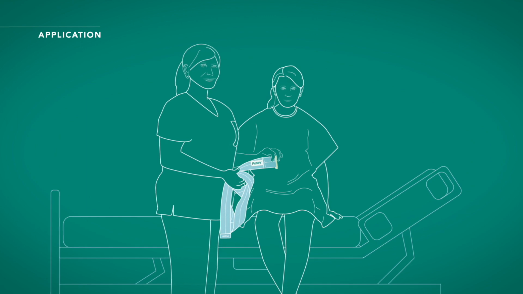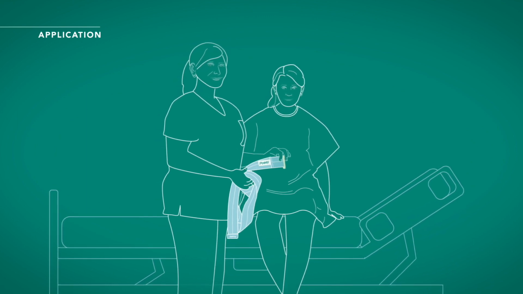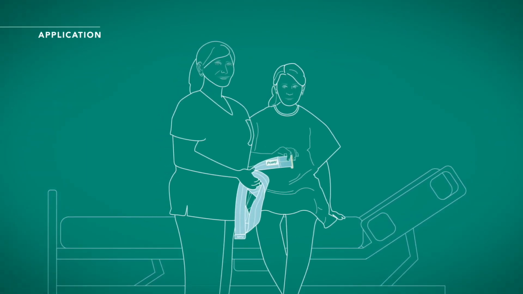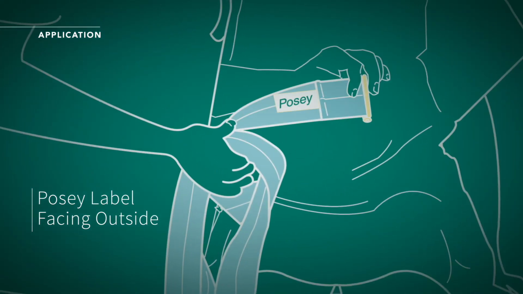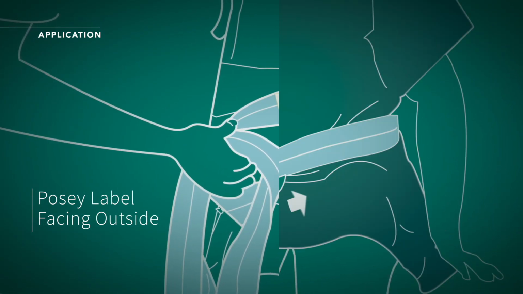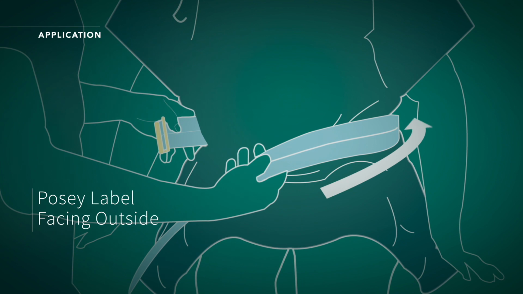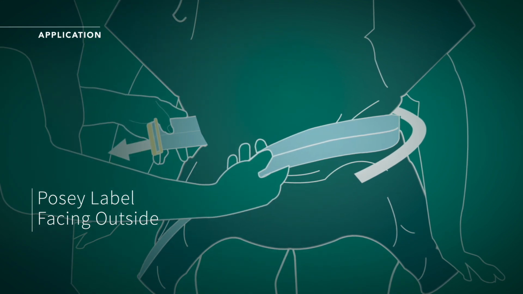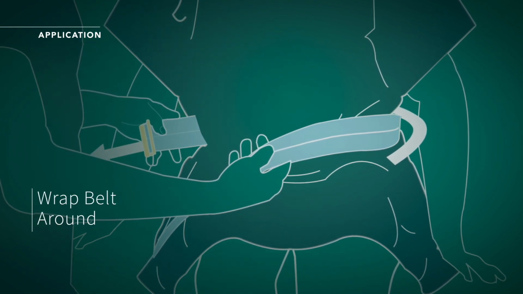For this application, we will demonstrate using the single patient use cotton web belt. Always place the belt over the clothing or patient's gown. Never apply the gait or transfer belt directly against the skin. With the Posey label facing outside, wrap the belt around the patient's waist.